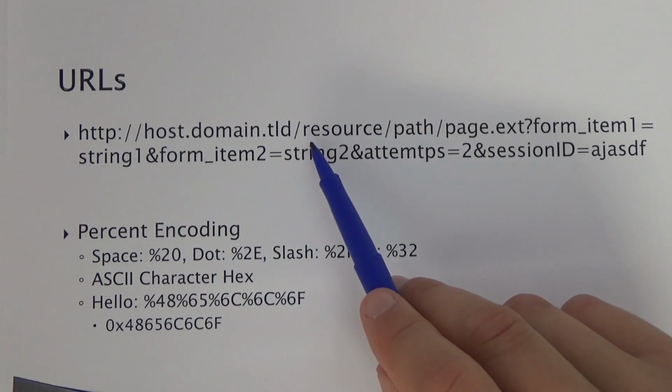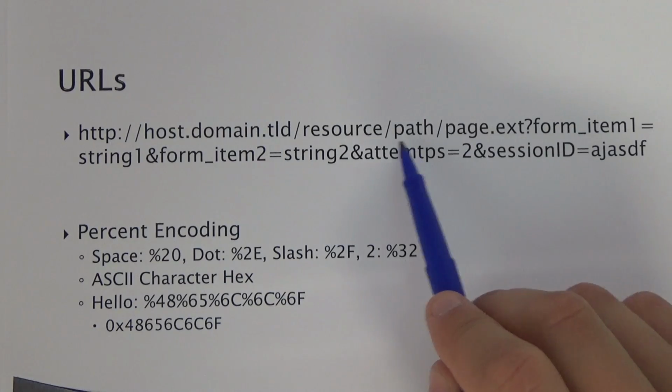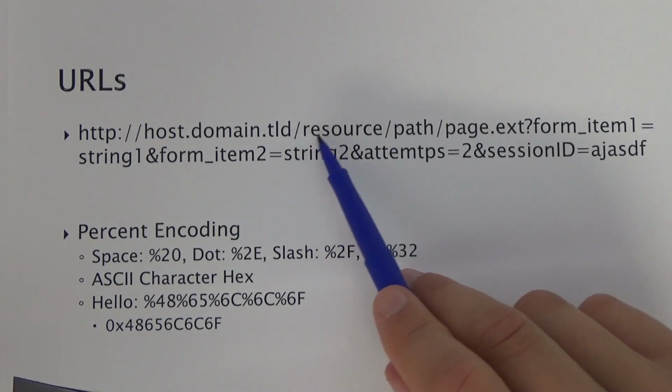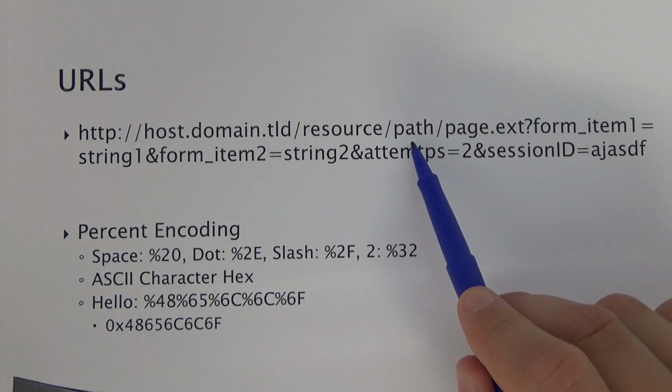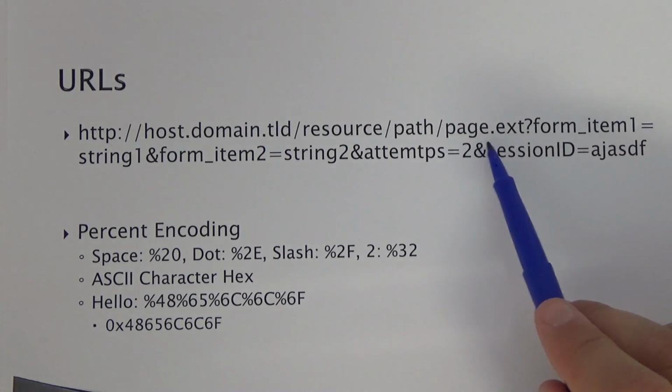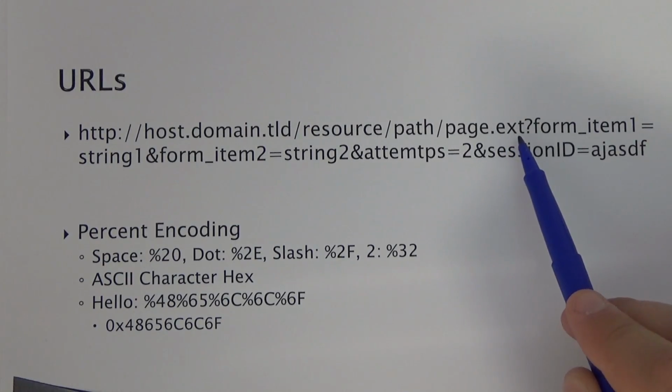After that, we identify a resource path, or the particular page that we're looking for. Following UNC convention, we use slashes to identify different folders within a directory path. At the very end, we have a page with a particular extension, something like .html, .xml, etc. Some form of a page or a website that we're trying to load.